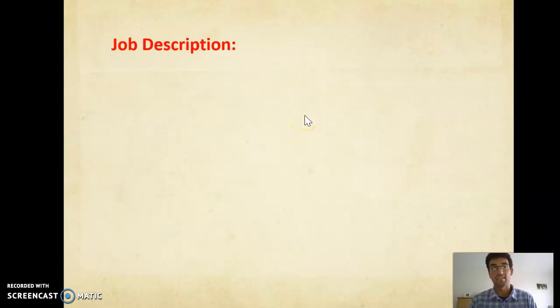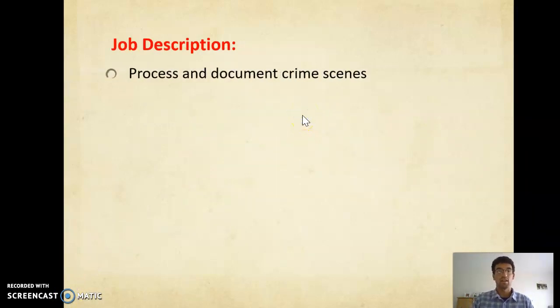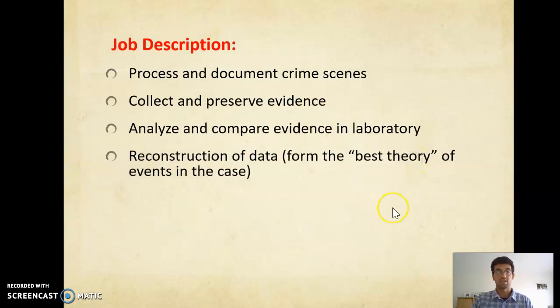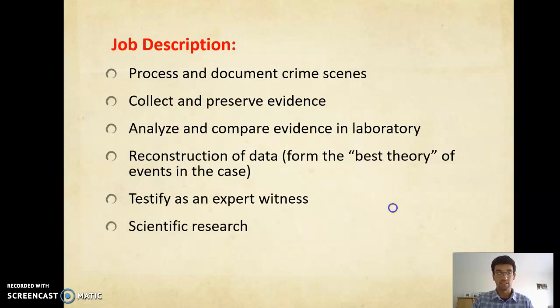Well, basic job description includes processing and documenting crime scenes, collecting and preserving evidence, analyzing and comparing evidence in the laboratory, reconstruction of data, and forming the best theory of events in the case, testify as an expert witness, scientific research, and training others in forensic science.